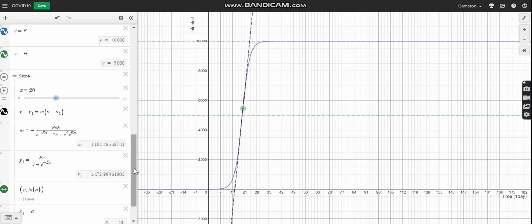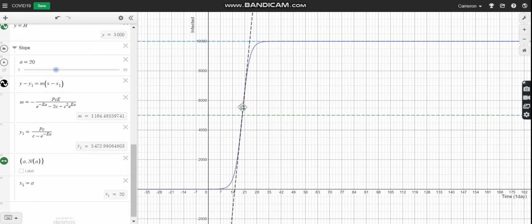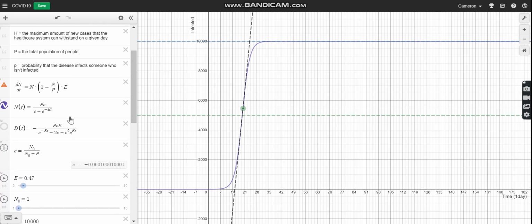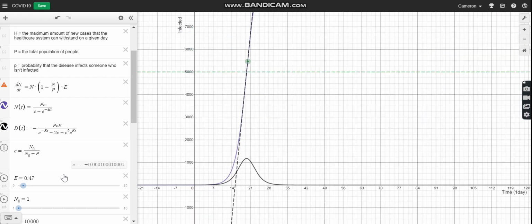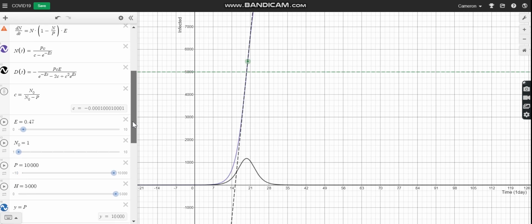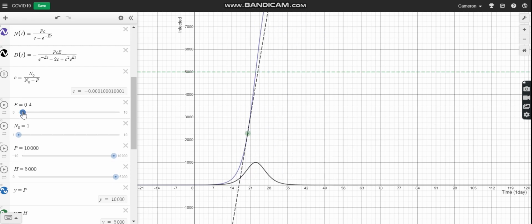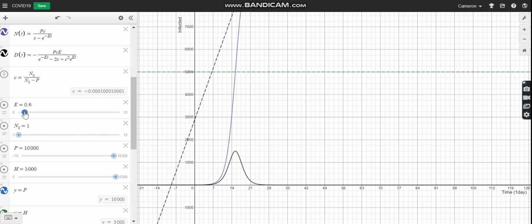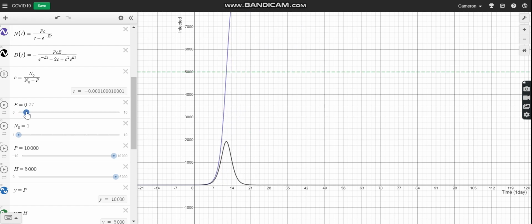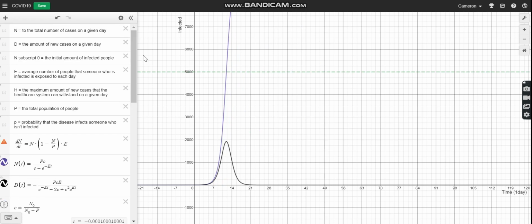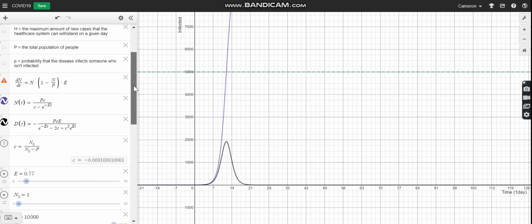Now, instead of looking at slopes for individual points on the graph, what we're going to do is just graph this M number as we keep going. And what that looks like, in calculus terms, you just take the derivative of this function right here, of the n of t, and it looks like this. Now, the only way that we can really change this bell curve is by changing this E number. And remember that this E number is the average number of people that someone who is infected is exposed to each day, right?